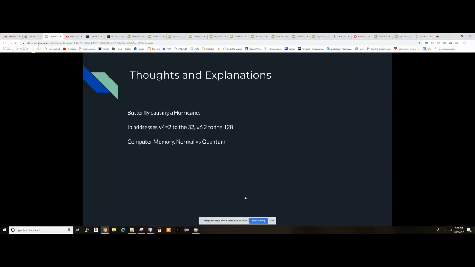Now, that means that there's more memory available, there's more computing power. Now, I put in here computer memory, normal versus quantum. Now, if you look at your computer, and I think I am sharing my screen, so let's do this real quick, and I'll share an example on the task manager.